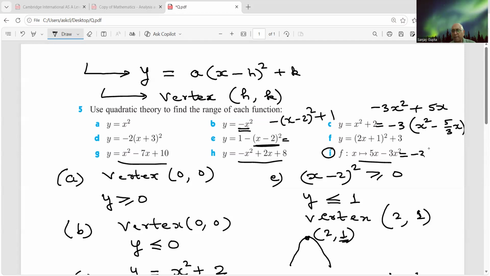And now you can convert that into (x minus 5 by 3 half, which is 5 by 6) whole square. Right? And then you do minus of (5 by 6) whole square within the completed bracket. And then one can expand that and then comment on the maximum and minimum value of the function.